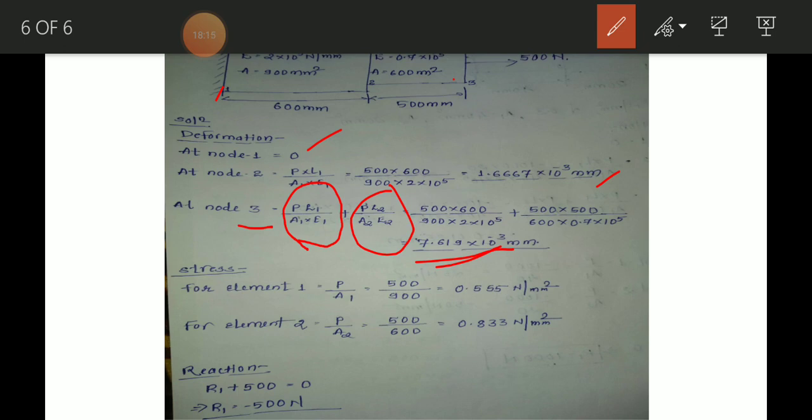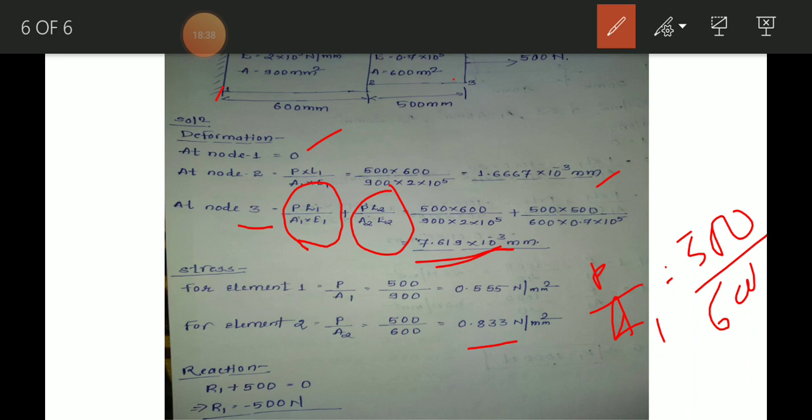Stress again is the same, P by A1. The area is 900 for the first element. So 500 divided by 900, that is 0.555. Similarly for element number 2, P is again the same 500, only the area will change, which is 600. So 0.833 is the stress value for the second element.